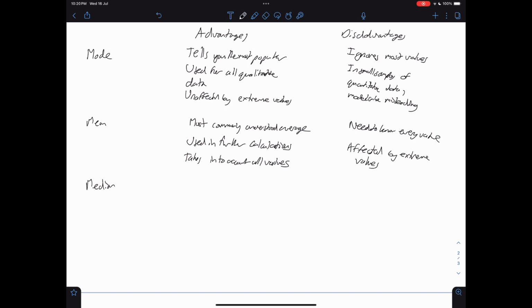Now the median, you don't need to know all values, and it's mostly unaffected by extreme values, but it ignores most values, which can be a disadvantage.